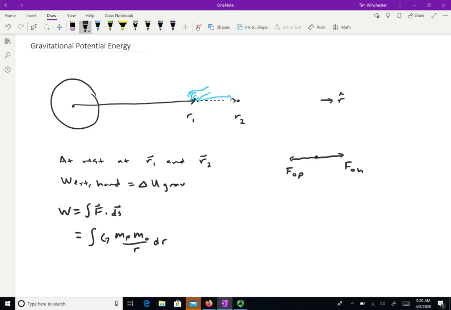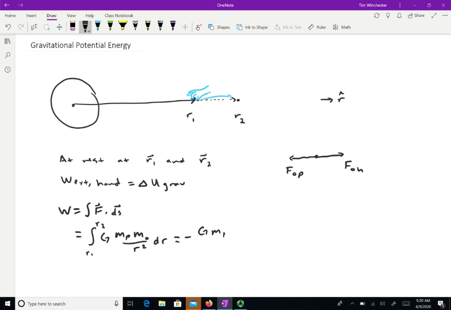Okay, and the integral is going to be evaluated using Newton's law of universal gravitation as a function of r squared. The force is evaluated from R1 to R2, so just the starting point to the ending point. If you go ahead and do the integral, G and the masses are constant, so you're just integrating 1 over r squared. What you get is negative G times the mass of the planet times the mass of the object over r, evaluated from R1 to R2.